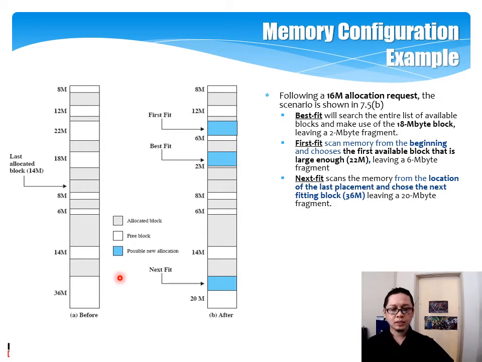So you need to understand the difference between first fit, best fit, and next fit. What are the advantages of each and every one of these approaches?